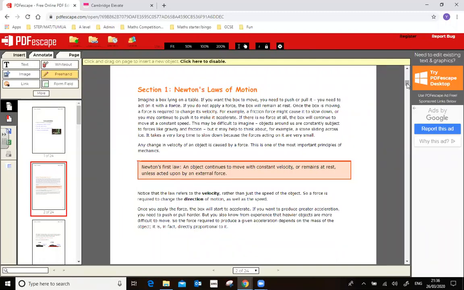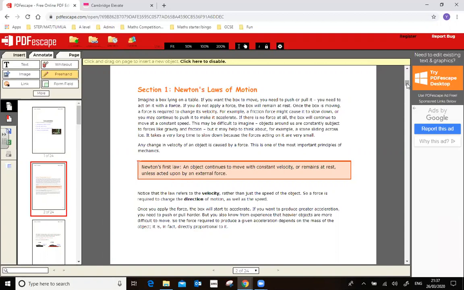This might be difficult to imagine. Objects around us are constantly subject to forces like gravity and friction. But it may help to think about, for example, a stone sliding across ice. It takes a very long time to slow down because the forces acting on it are very small. Any change in velocity of an object is caused by a force. This is one of the most important principles of mechanics. So, here is Newton's first law, which states: an object continues to move with constant velocity or remains at rest unless acted upon by an external force.